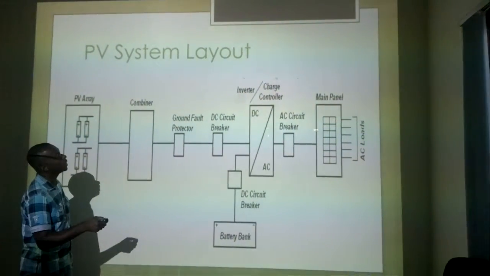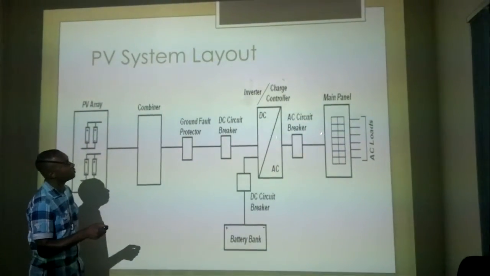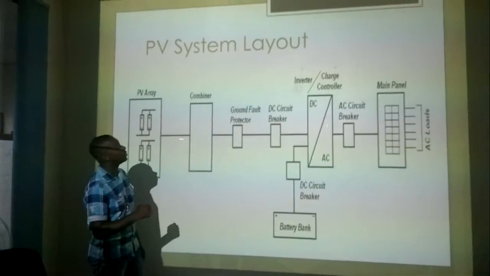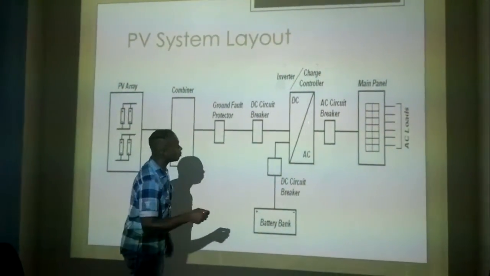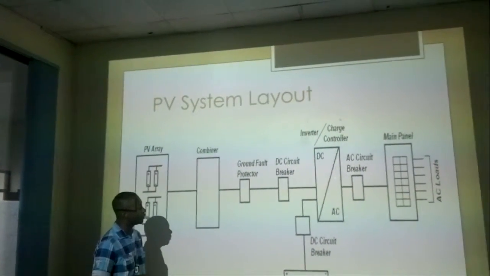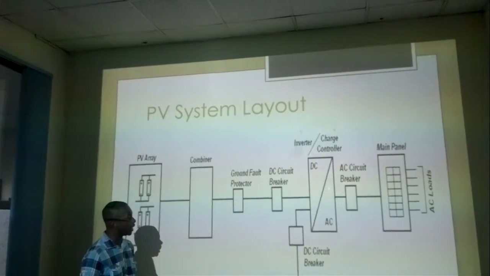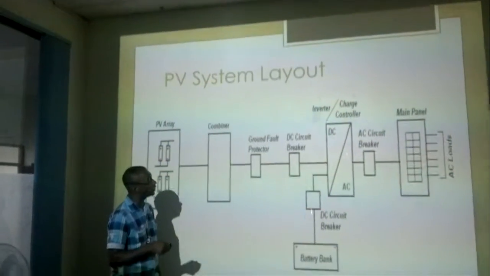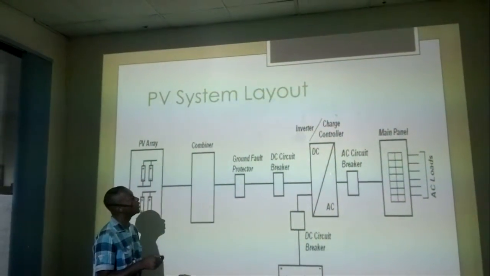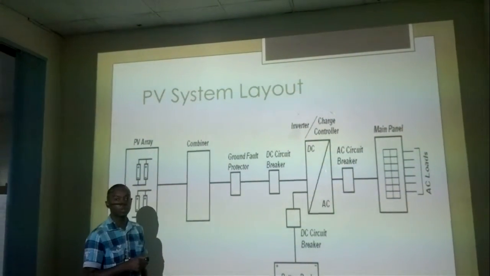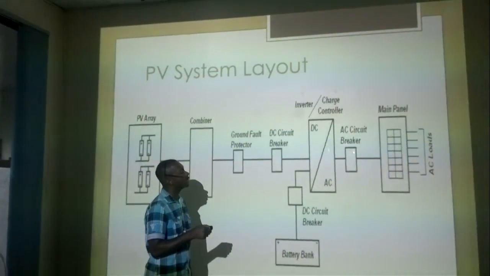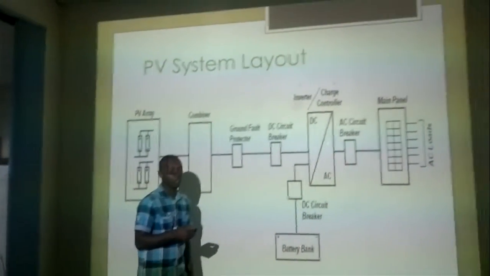Once these batteries are filled, the charge controller now switches over to operating using the PV panels only. So it's going to be supplying the load through the main panel using the sun's energy. This would happen during daylight. Now at night, when we no longer have sunlight, the process would switch over to the battery bank, and the battery bank would be feeding through the inverter. At this point here, you have direct current, so the function of the inverter is to convert from direct current to alternating current. This is what you're going to be using to feed the load.